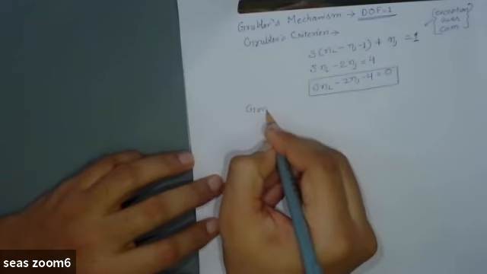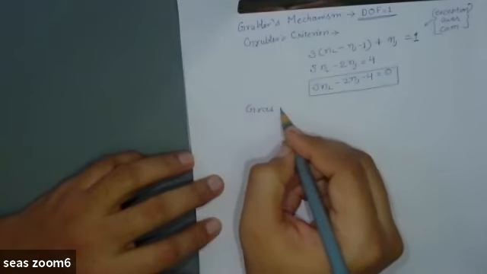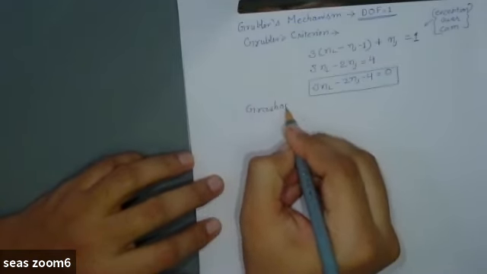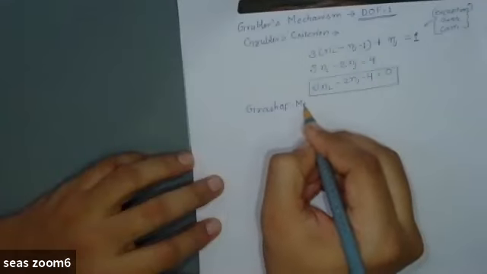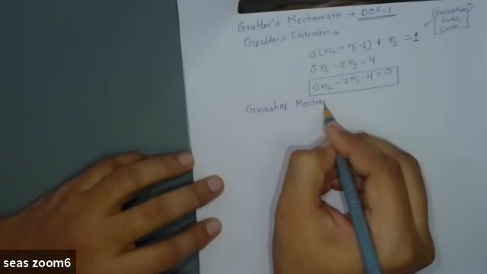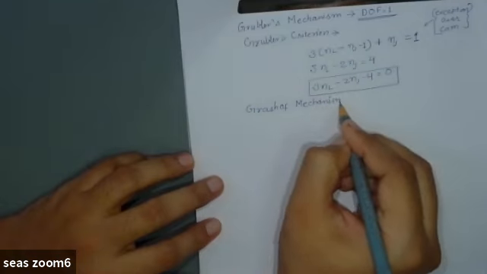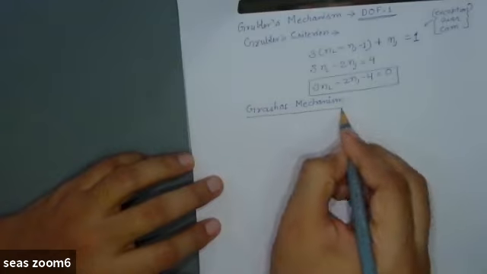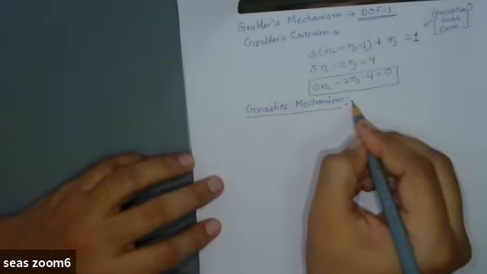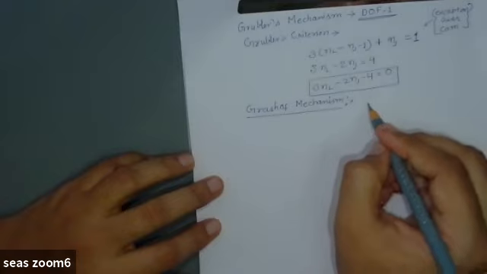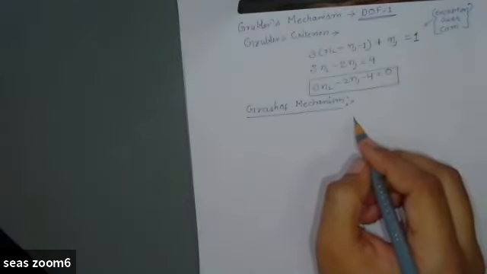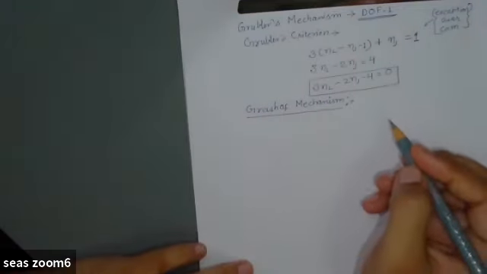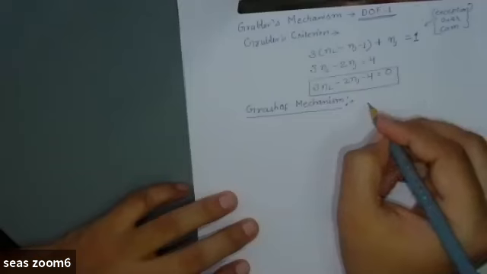So apart from Grubler's criteria, there is one more kind of mechanism which is called Grashof mechanism. Grashof mechanisms are those mechanisms where at least one link can have a full rotation with respect to any other link. Then such a mechanism is called a Grashof mechanism.